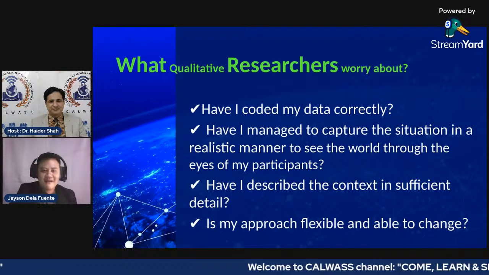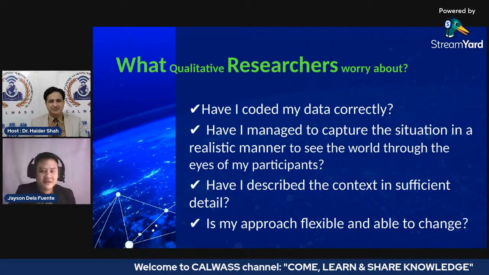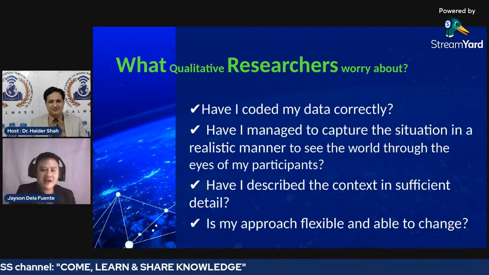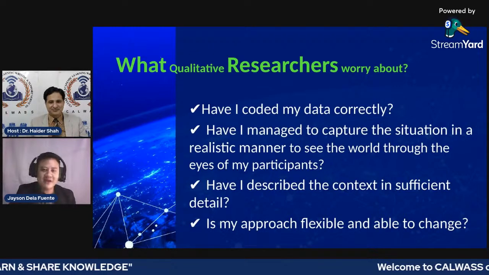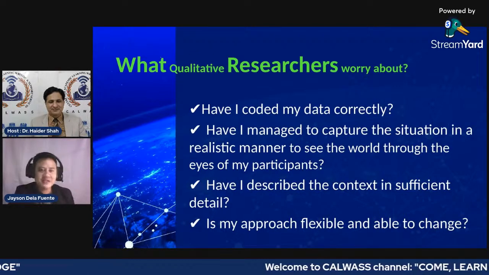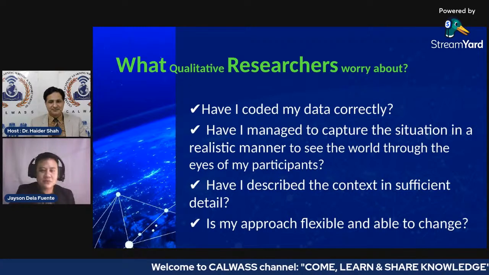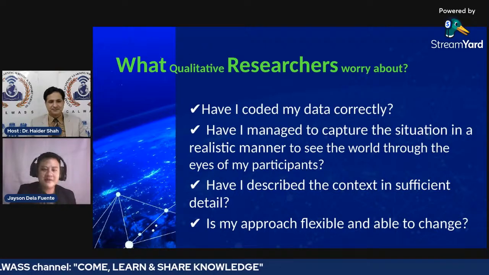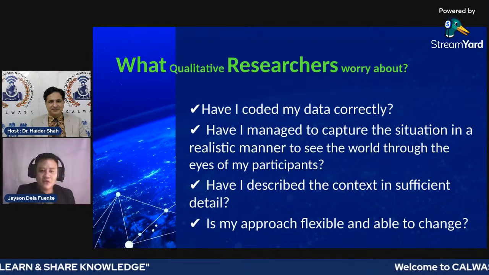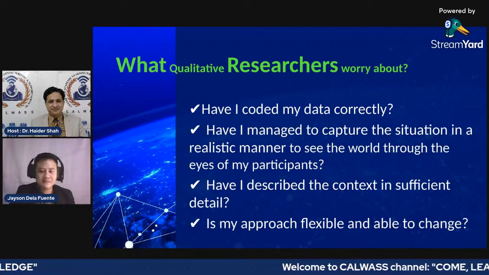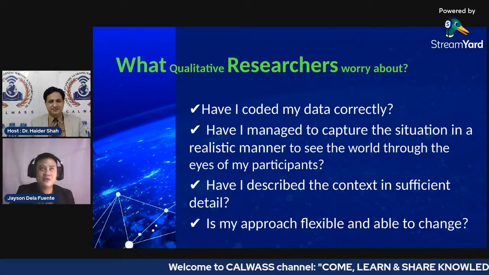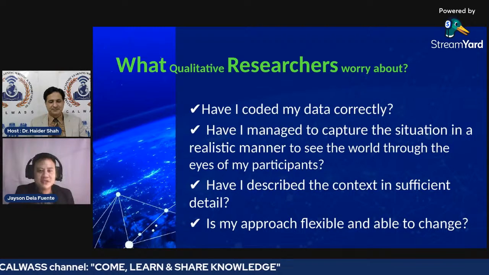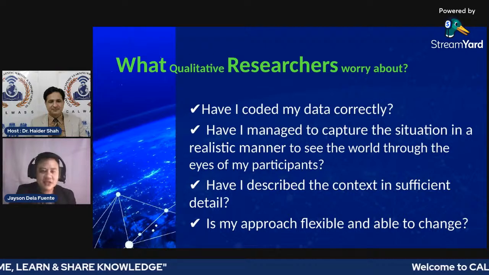But there are worries. Researchers have worries about qualitative research. They might ask, have I coded my data correctly? You might ask yourselves, have I managed to capture the situation in a realistic manner, to see the world through the eyes of my participants? Because in the interview, as a researcher, you must have a technique on how to capture certain unique experiences shared to you by your participants.